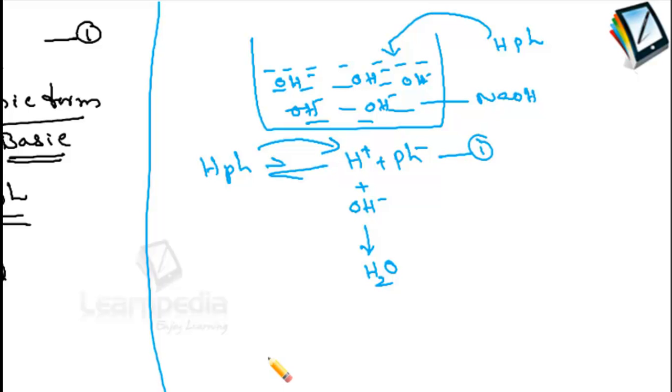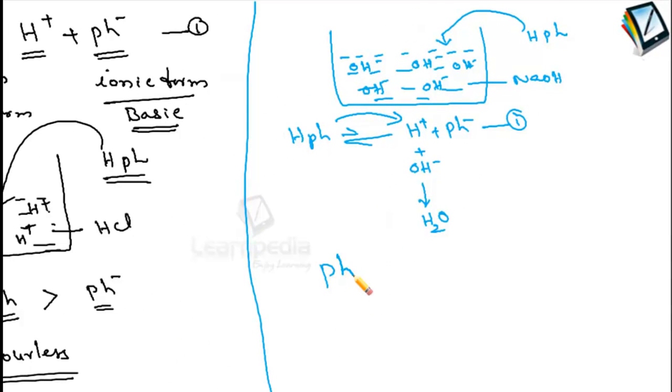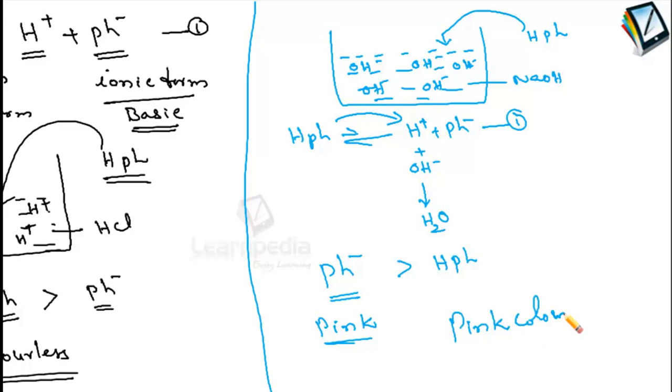The more the shift in the equilibrium to the right hand side, the solution will contain a large excess of phenolphthalein ions when compared to the molecular form of the indicator, and the ionic form of the phenolphthalein, that is Ph minus, possesses pink color, and therefore the solution as a whole gets the pink color. Thus, when a drop of phenolphthalein is added to an aqueous solution of any strong base, pink color is developed.